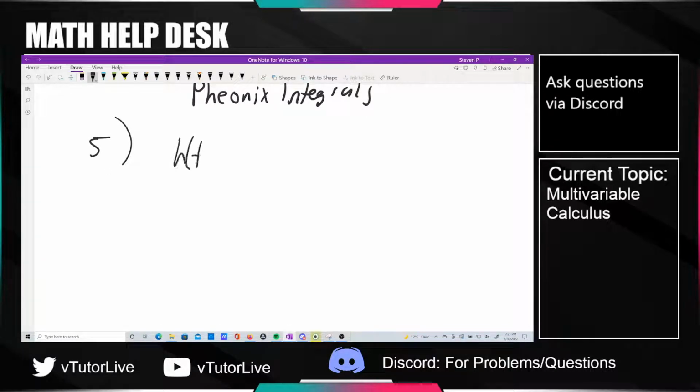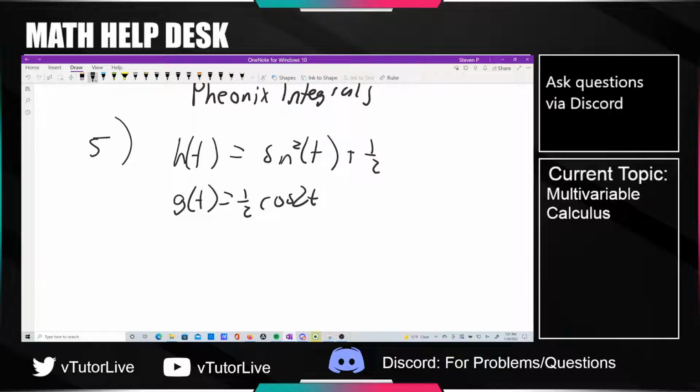It's modeled by h of t is equal to sine squared t plus 1/2. Okay. So we're being asked to consider two other functions. g of t is equal to 1/2 cosine, and I guess f of t is equal to cosine cubed sine plus 1.